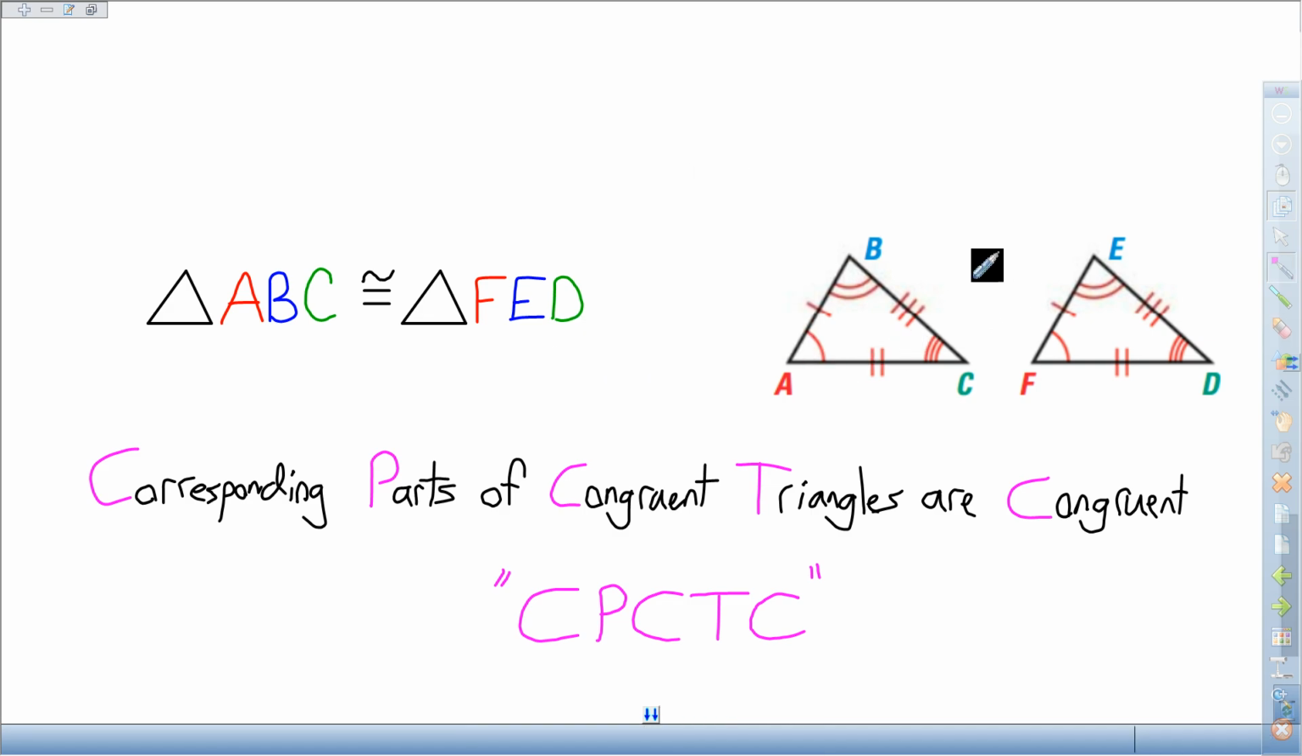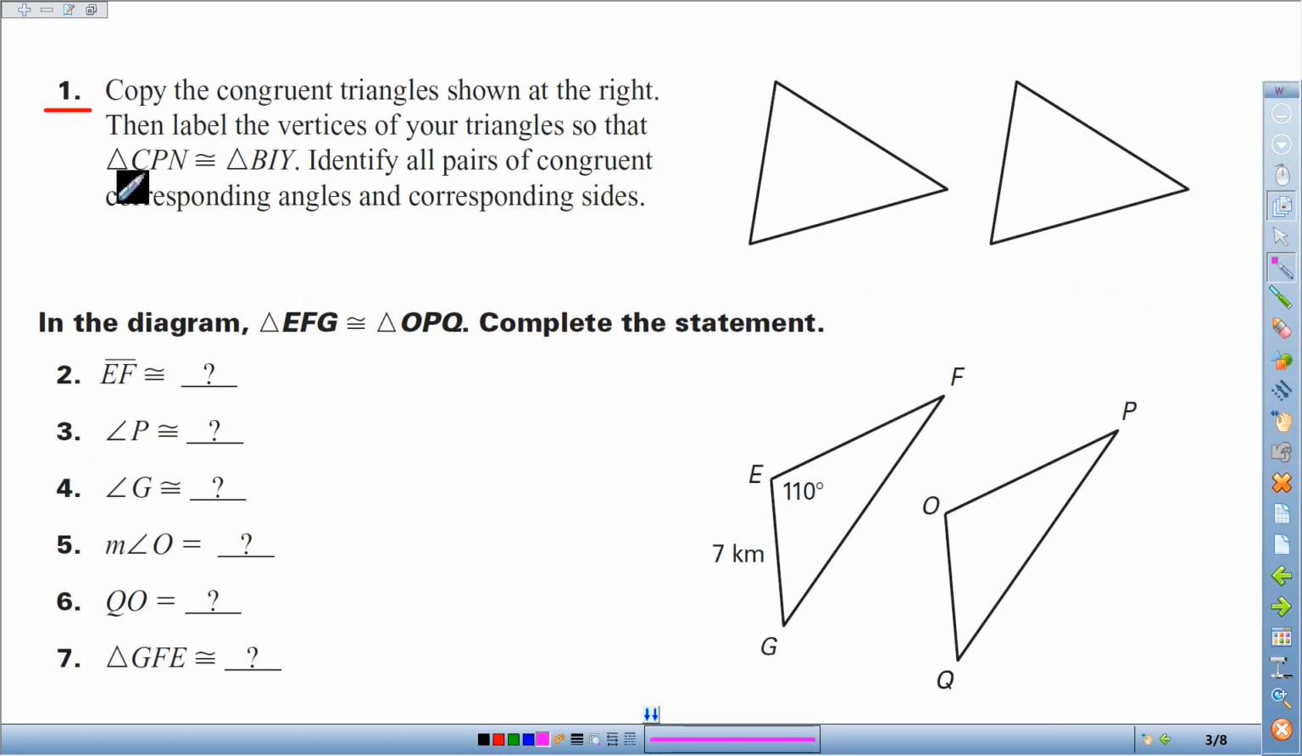Okay, so, for example, this angle C is corresponding to angle D right here. They're in the same spots. All right, these are all congruent. So when they go to start this problem, first thing they want us to do is label these triangles. Okay, they're calling this first one CPN. We can put those letters wherever we want on this first one. So I'm going to put C down here, P up here, and N here.